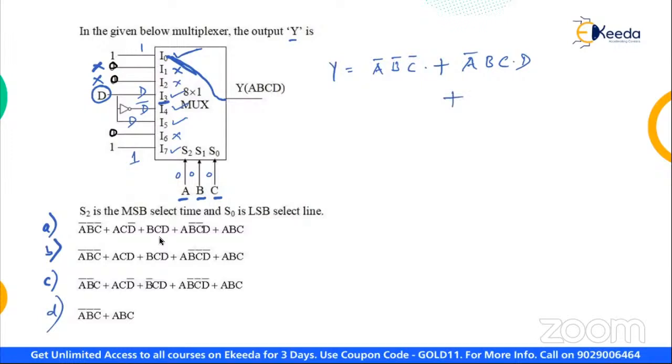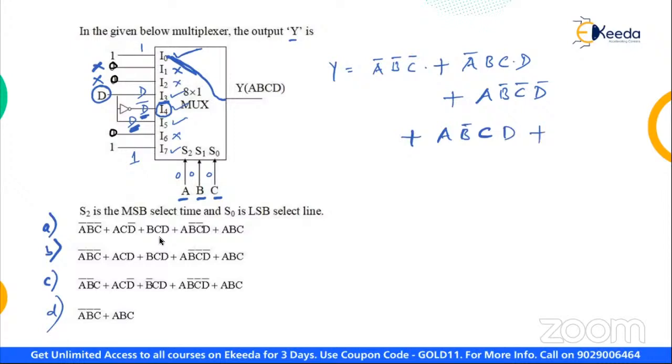Plus. Now, next, as you can see, what is applied on I4 is D complement. So I need to consider that. So 4 means 100. 100 means it is A, B bar, C bar, and then I'll write D bar. Correct? Next, on I5, D is applied, as you can see. So for 5, what is the combination, guys? It is 101. So 101 means A, B bar, C, and times what is applied on I5, which is D. So I'll be writing D here.